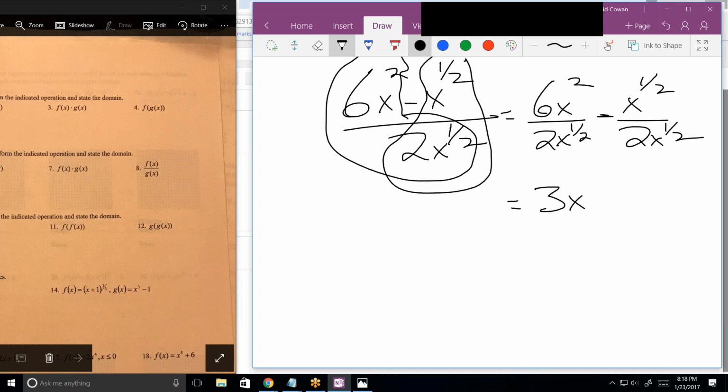I'm always doing one less level. What's one less level than division? Subtraction. So when I am dividing the bases, I am subtracting the exponents. When I am multiplying the bases, I am adding the exponents. Notice how what you do with the exponents is one level less than what you do with the bases.